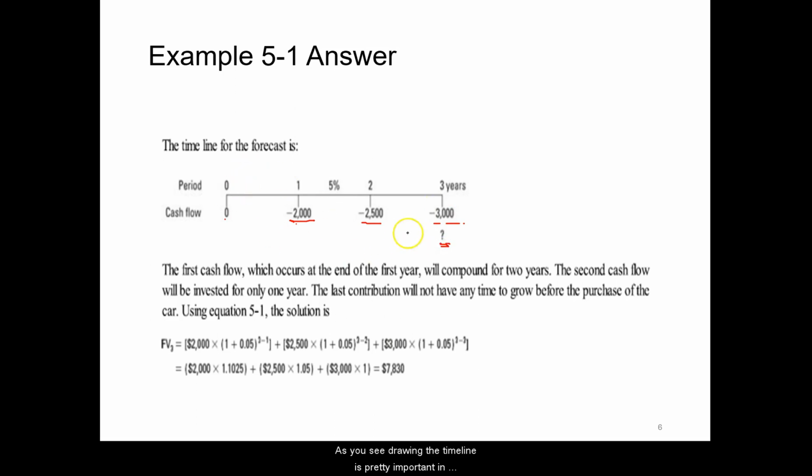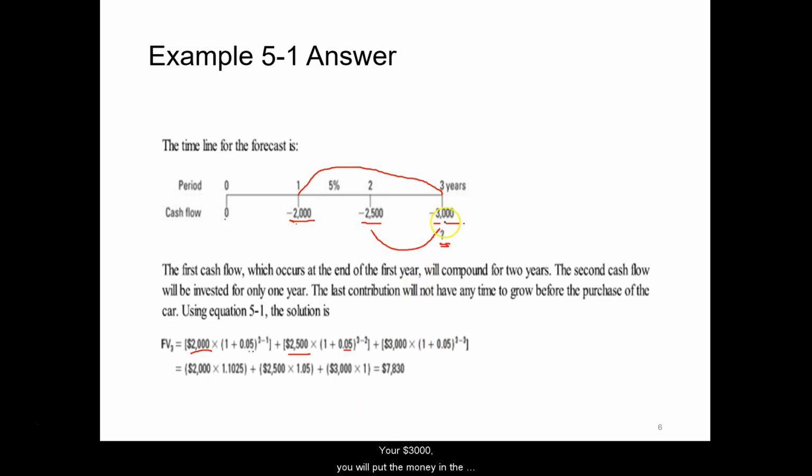As you see, drawing the timeline is pretty important in terms of helping us to identify how much cash flow we have at what year, and then what is the future value that we need to calculate for what time. Here, for $2,000, we have 2 years to grow from year 1 to year 3. So that's 2 years. So compounding at 5% to the power of 3 minus 1, or say 2, your $2,500 will compound again by the same 5%. Now only for 1 year, because between year 2 and year 3, there is 1 year.